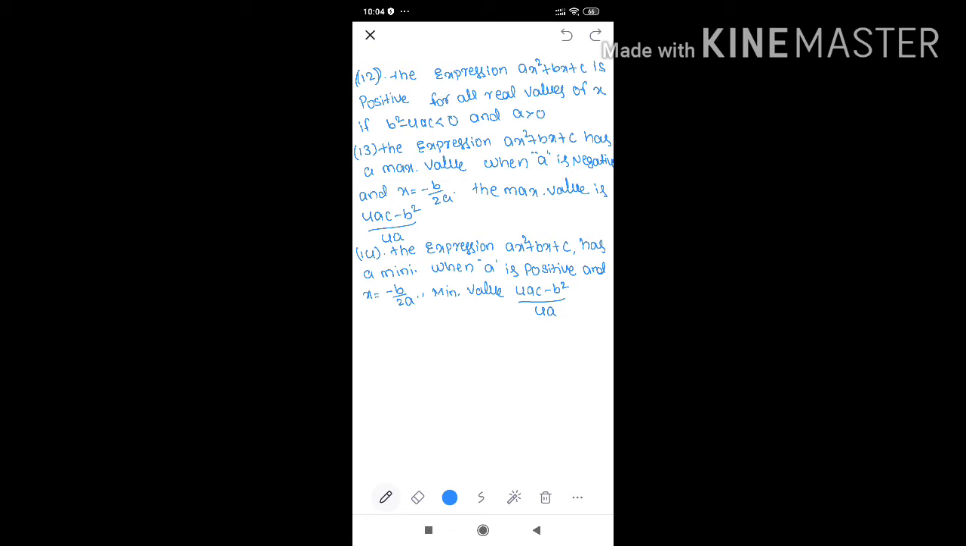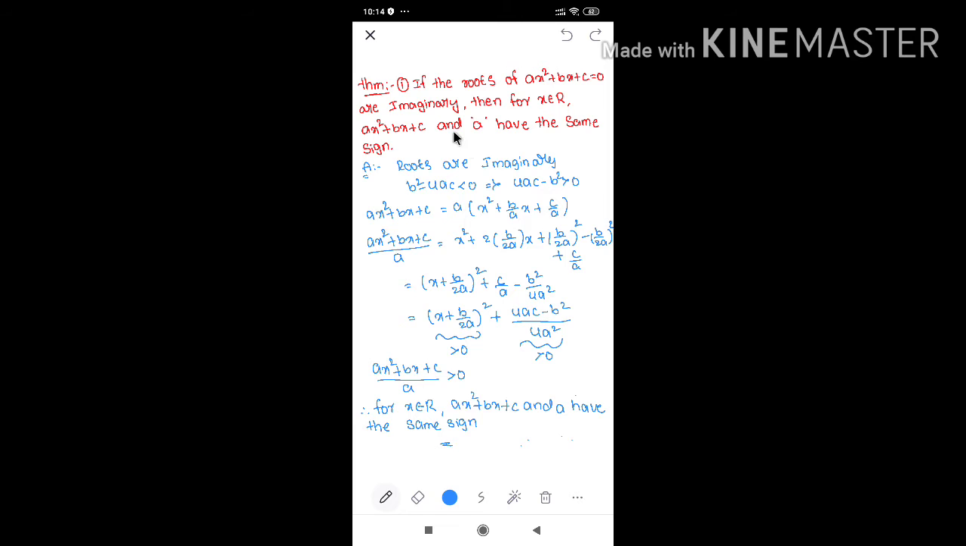Here we can take in general: if the coefficient of x square is negative, that value is maximum. If the coefficient of x square is positive, the value is minimum. So that is the condition. So this is the given theorem. In the question, imaginary roots are there. Roots are imaginary in the sense b square minus 4ac is less than 0, implies 4ac minus b square greater than 0. So this is the given expression.